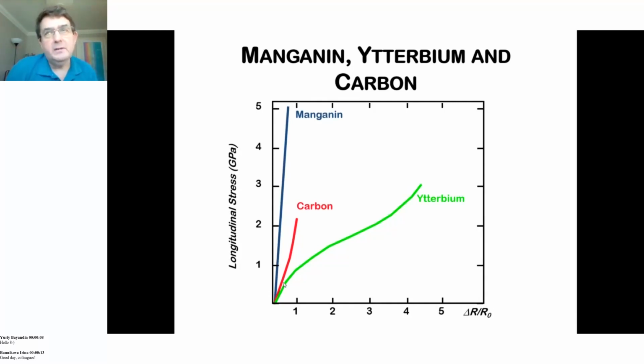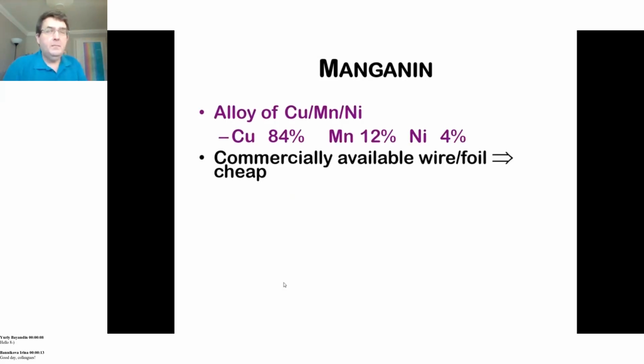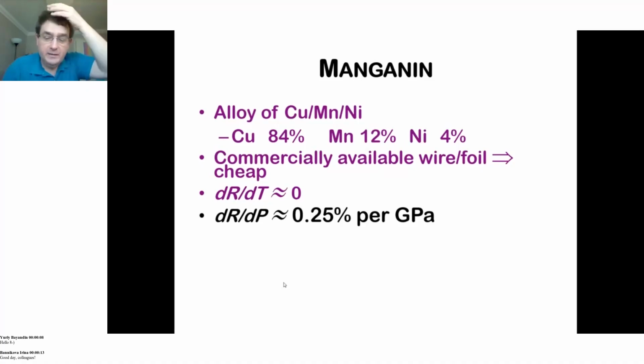But if we look at its composition, then it's an alloy made of copper, magnesium, and nickel. That's why it's manganin. And it's commercially cheap, which is good. Its change of resistance with temperature is very small, approximately zero. It's not absolutely zero, but it's close enough for the kind of changes we're going to see in the stress range of operation. And it changes its resistance by about 0.25% per gigapascal. These are numbers you can look up in the literature very easily.